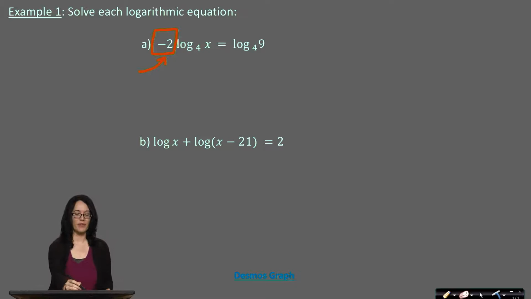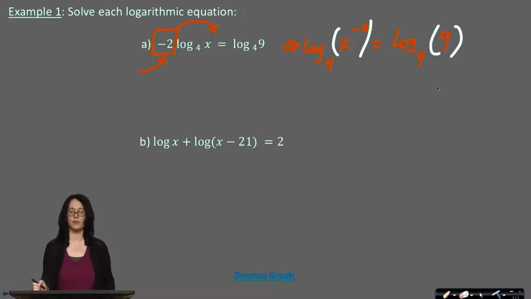But there was something called the power rule that said I can bring up any coefficient of my logarithm as a power of the argument. So this would now become log base 4 of x to the negative 2 equals log base 4 of 9. Now do you recognize which scenario we have? Yeah, a log equals a log with the same base, coefficients are both 1. That means I can set my arguments equal. That's the only way this makes sense.